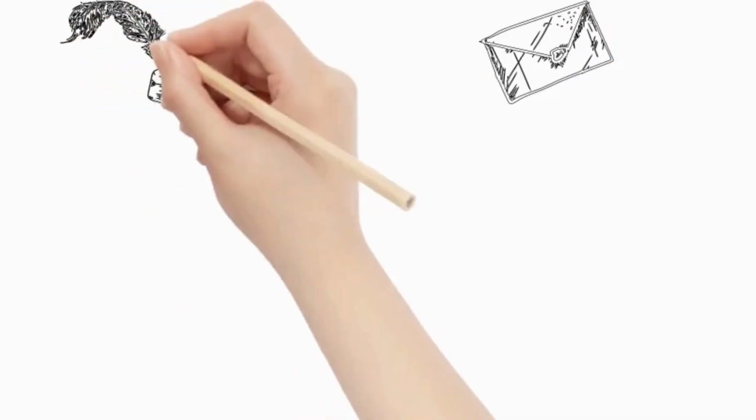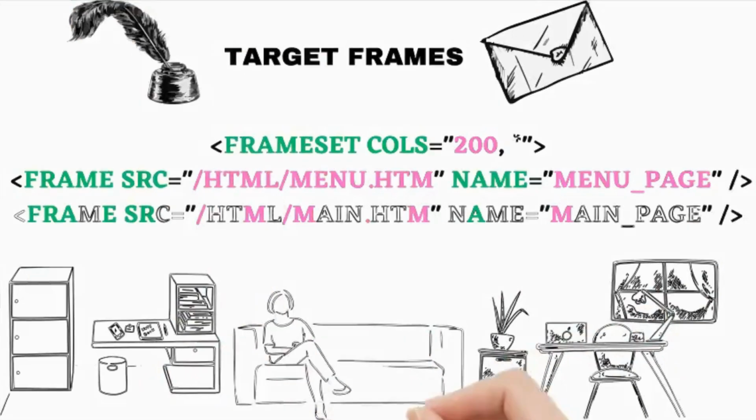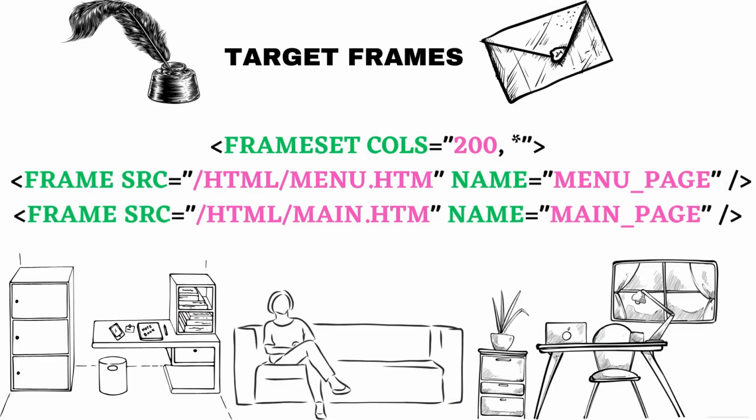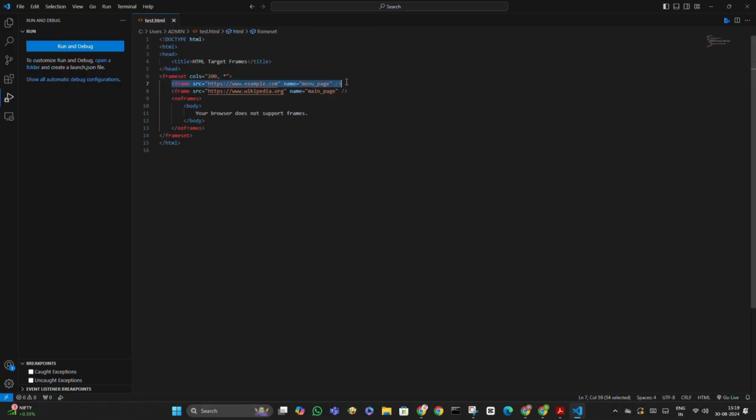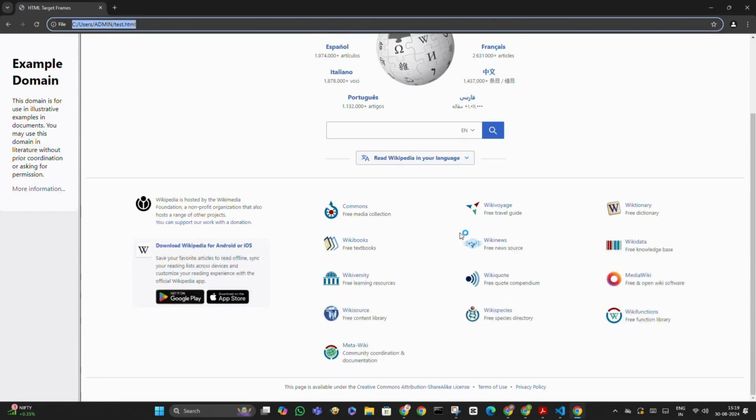One common use of frames is to create a navigation bar that stays in one frame while the main content loads into another. Here's how you can do it. This code divides the browser window into 2 frames: a narrow left frame for a navigation menu and a larger right frame for displaying content, allowing users to navigate within the same page layout.